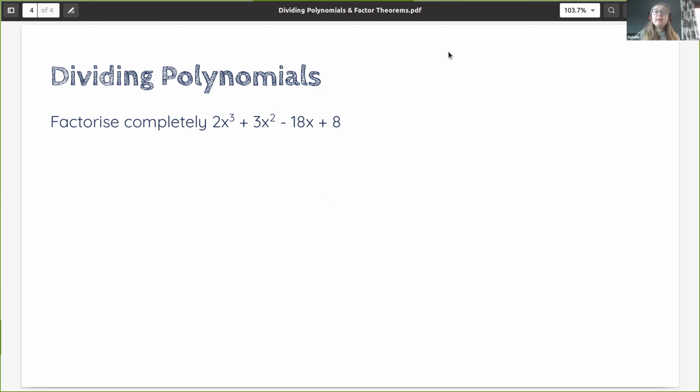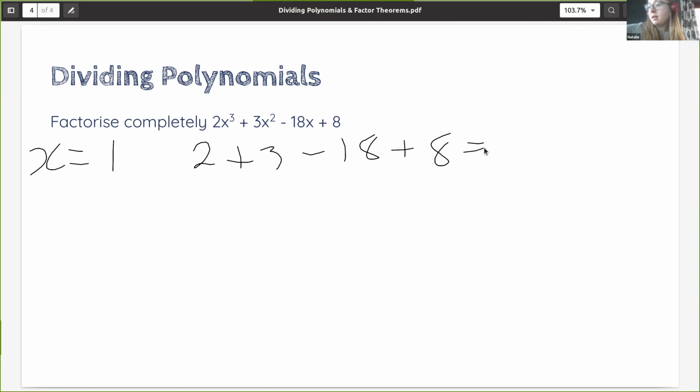So the first thing I need to do is find a factor of this polynomial. And an obvious place to start is x is equal to 1. It's just a nice one. We know it's not going to be 0, because if I substitute in 0, that's not going to be equal to 0. So let's try x is equal to 1. If I substitute in x is equal to 1, I get 2 plus 3 minus 18 plus 8, and that is equal to minus 5, which is not equal to 0. So that's not a factor.